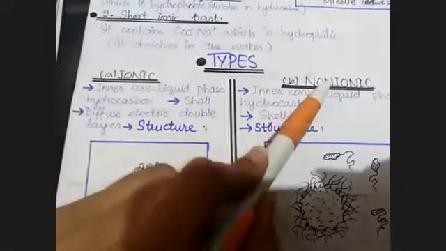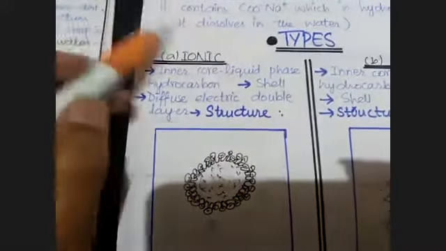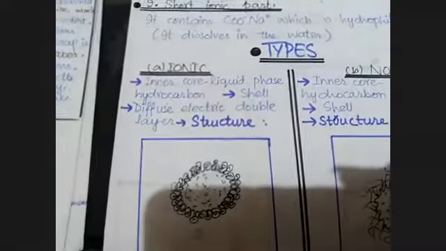Now moving toward the types of micelle. It can be ionic and it can be non-ionic. In ionic, they are differentiated on the basis of structure. The inner core liquid phase is hydrocarbon. It also has a shell. We can see the shell. It diffuses a different double layer. And the other one is non-ionic. The inner core liquid phase is also hydrocarbon and it also has a shell, but it has a different structure. That's why it is far apart from the ionic.